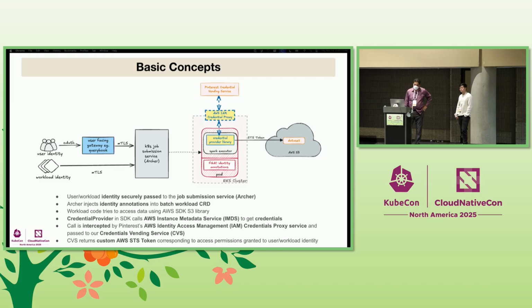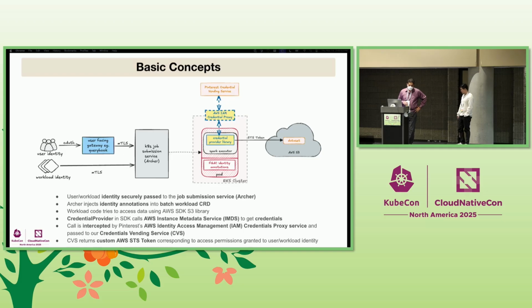So this is kind of the basic concept behind our system, which is that user and workload identities are passed securely onto Archer. So the way we do this is from the clients on the user side, we securely transmit the identity using mTLS and certificates. And then when Archer gets it, it will take the user identity and inject pod annotations into this workload, into, say, the Spark CRD, or maybe the Flink CRD, or the Ray CRD.